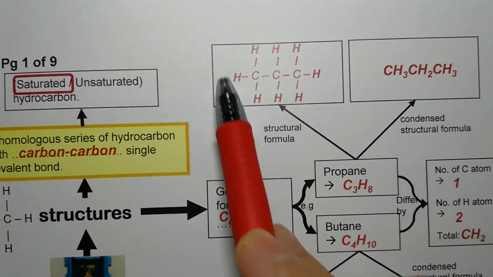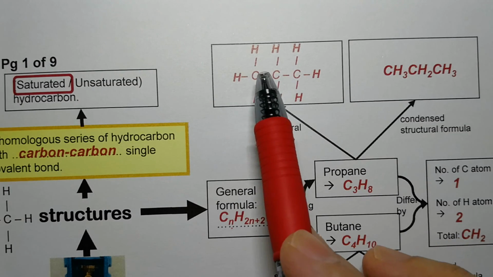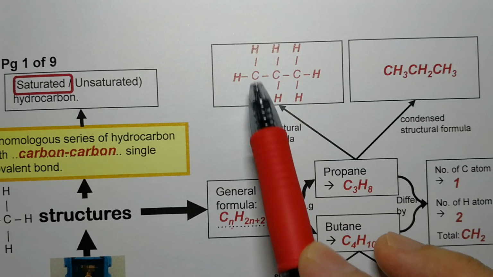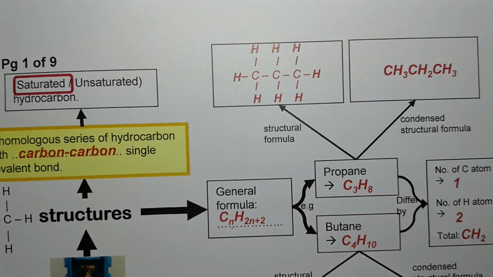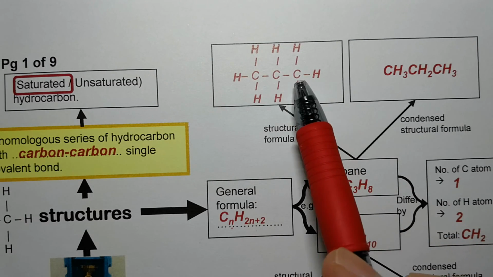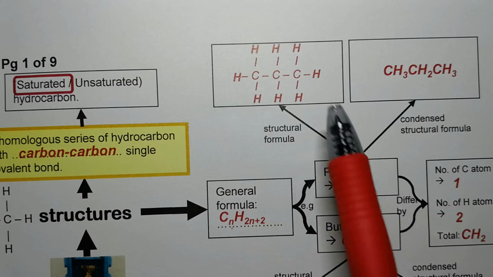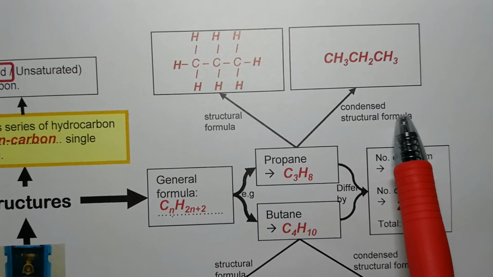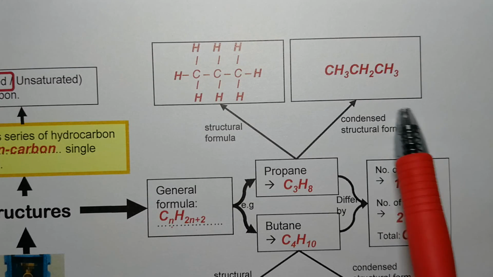The structural formula would be written as this. Take note that each carbon atom must share 4 pairs of electrons, must have 4 lines, or must have 4 bonds around it. And each hydrogen must have only 1 bond around it, meaning that it shares 1 pair of electrons. Now this one would be the condensed structural formula.